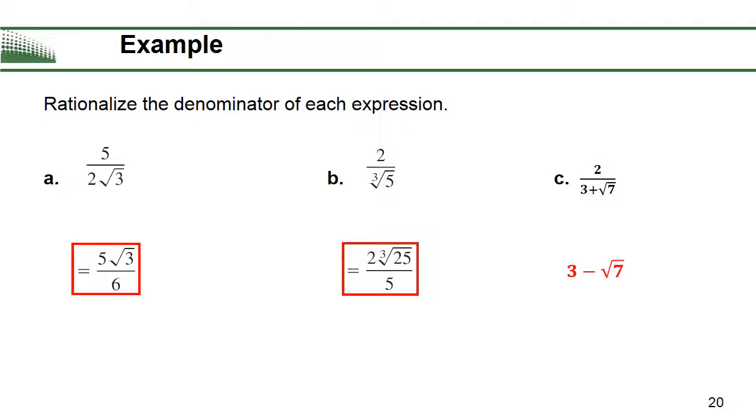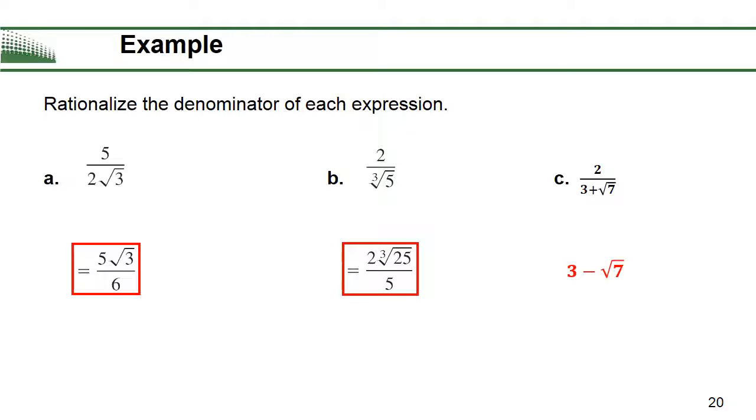Part C is one of the more complicated ones where you have to multiply by a conjugate. We have 3 plus the square root of 7. We need to multiply by 3 minus the square root of 7. When you do that to the denominator, you're going to FOIL it out. When you FOIL it, that gives you 9 plus 3 square root of 7 minus 3 square root of 7.